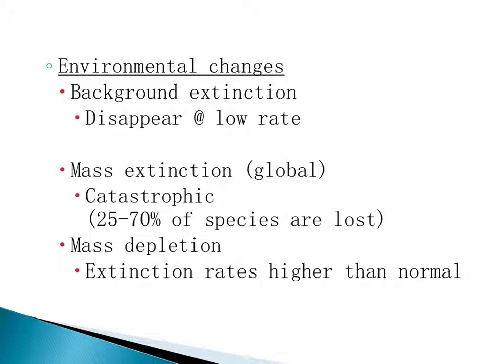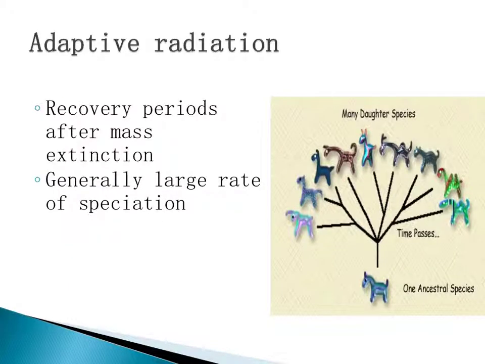Mass depletion is when extinction rates are higher than normal. We're seeing mass depletion rates, particularly in our tropical regions right now, and a lot of that is due to human effects of deforestation. The number one reason species become extinct is habitat destruction. Adaptive radiation, the recovery period after mass extinctions, generally has a large rate of speciation.